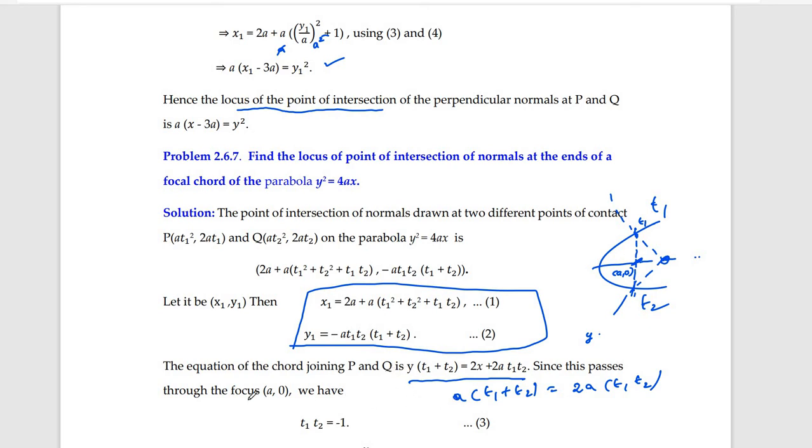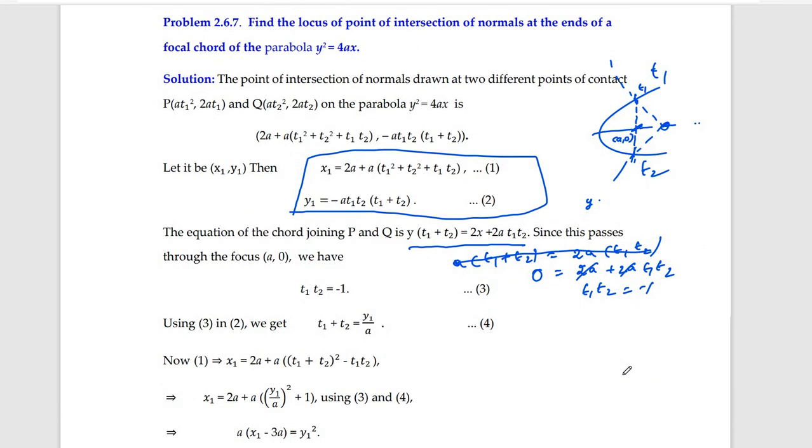Because the equation of the chord joining P and Q is this, and it passes through the focus (a, 0), which means y is 0, not x is 0. So you have 0 equal to 2a times (1 plus t1 t2). Cancelling out this 2a, we are left with t1 t2 is equal to minus 1. This is the same condition we also had in the previous case, but the wordings were different.